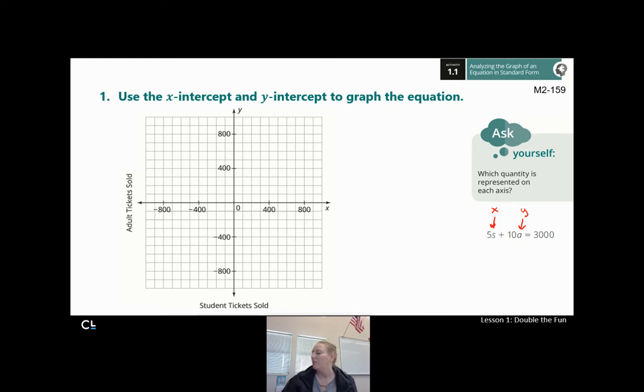But go ahead and plug in a 0 for y, find your x-intercept, plug in a 0 for x, find your y-intercept. Once you've got your intercepts, plot your x-intercept on your x-axis, plot your y-intercept on your y-axis, and then connect the dots to graph the equation. Go ahead and hit pause to work this out. It's not that bad. Then hit play when you're ready to check your work.